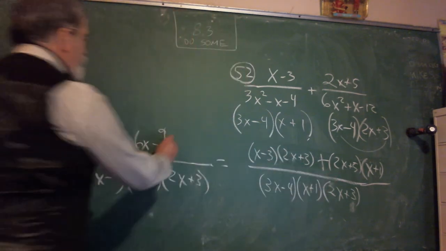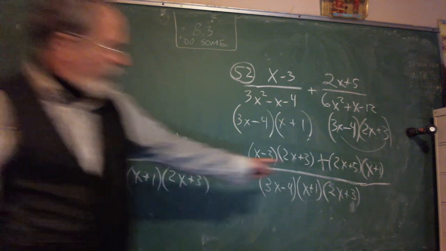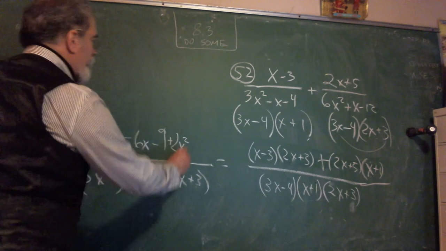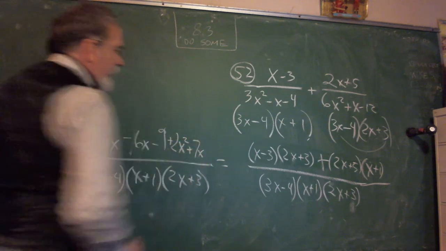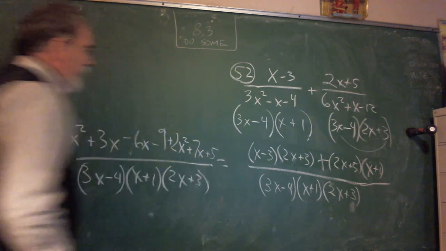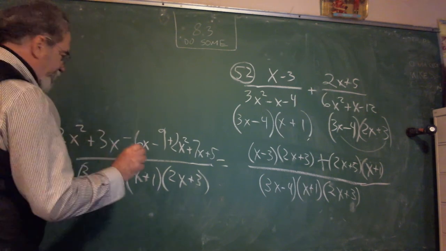2x times x is 2x squared. I'm going to get a 5x plus a 2x. That's a 7x. I'm going to save some space and write that in. And then I have a 5 times 1. That's plus 5. Sorry about that, but I squeezed it in and got it in the picture. Now add like terms. This will be your final answer unless it factors.